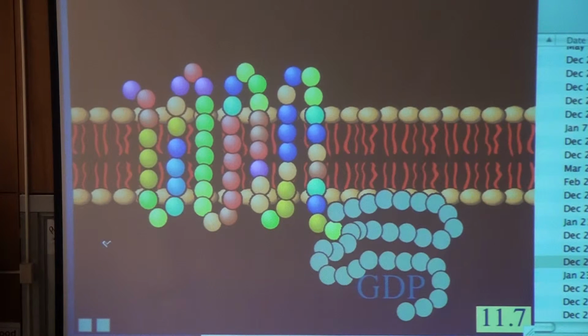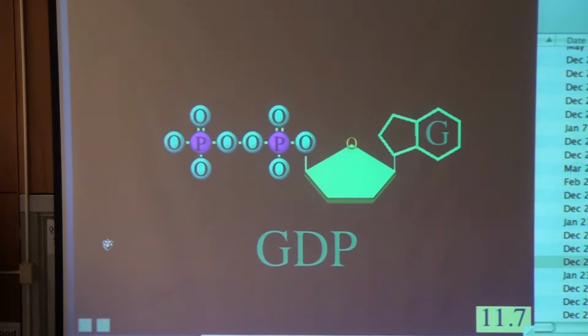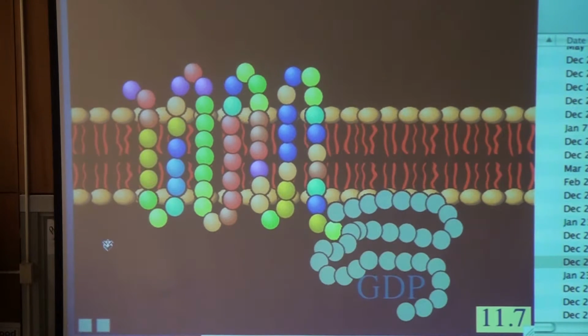Here's what GDP looks like. It is an RNA nucleotide. If it looks similar to ATP, that's not just luck. ATP is also an RNA nucleotide, but instead of having a G in the nitrogenous base region, it has an adenine, an A. And GDP only has 2 phosphate groups. Anyway, this GDP is an allosteric inhibitor of that G protein sitting down there at the bottom of the receptor, which is incidentally why they call it a G protein, because it binds a G nucleotide.